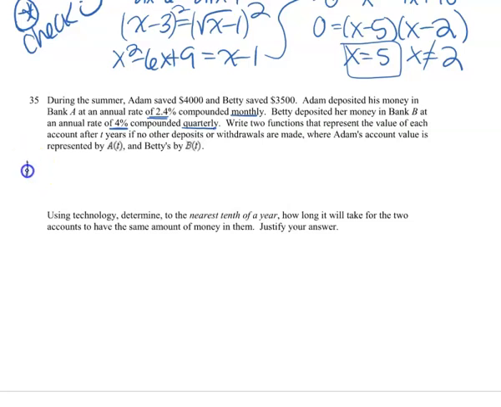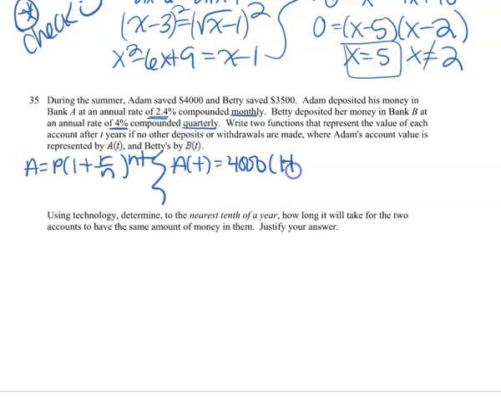So this is the formula you guys should be thinking of. Notice how they did not give it to you. Something you're just going to have to have memorized. So with that being said, Adam had $4,000 and his interest rate as a decimal is 0.024 and it was compounded monthly. So we're going to do a 12T. Okay, then there's Betty. Betty was 3,500.